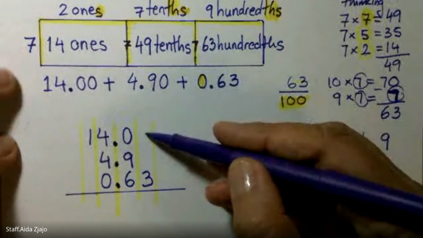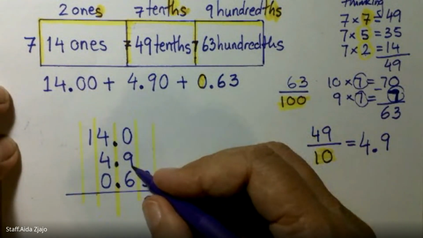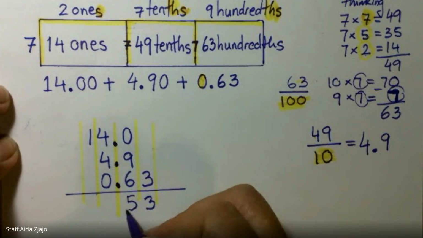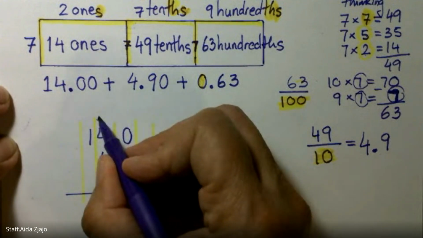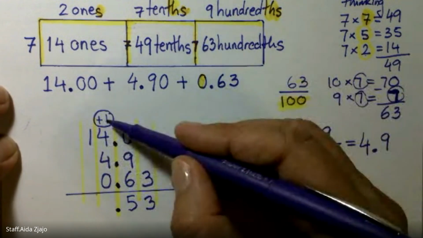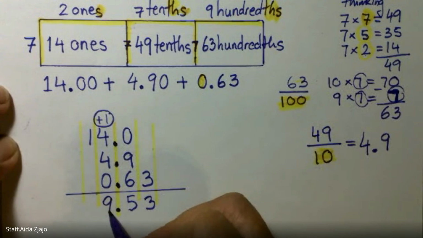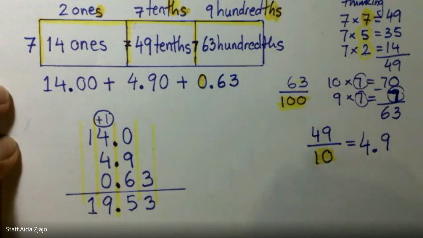I can add nothing, and 3 is 3, and 0 plus 9 plus 6 is 15. Decimal point is there. And then I remember I made one whole. So 4 plus 4 is 8, plus 1 is 9. And then 1, 10. So the answer is 19 wholes and 53 hundredths.